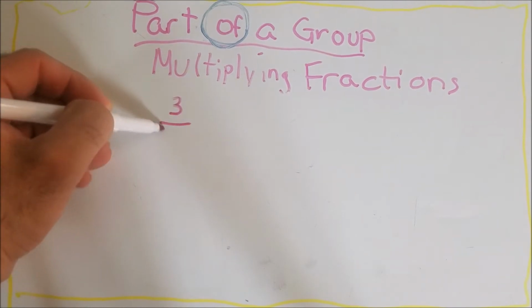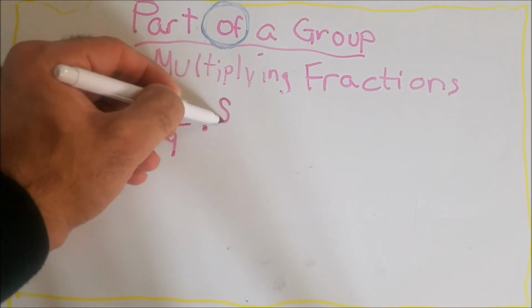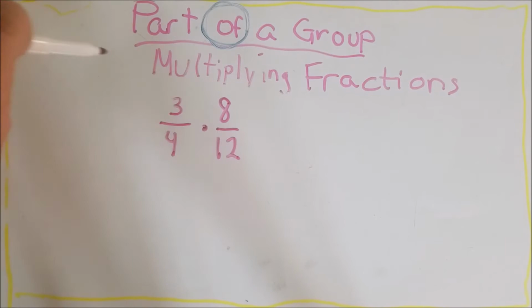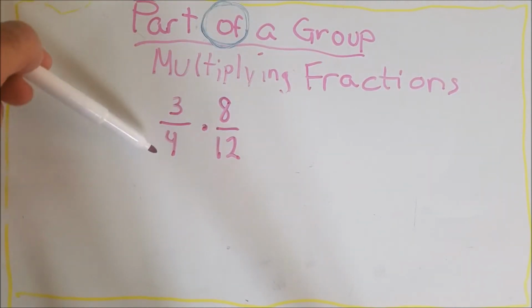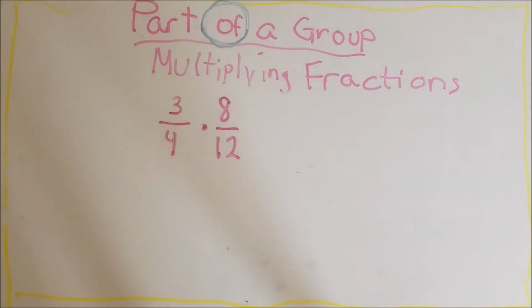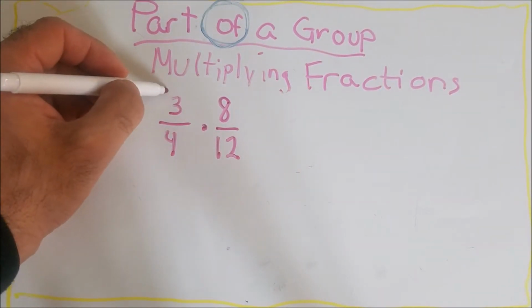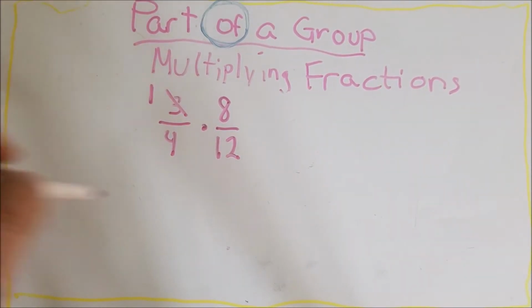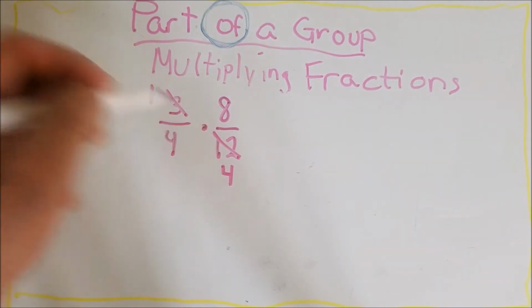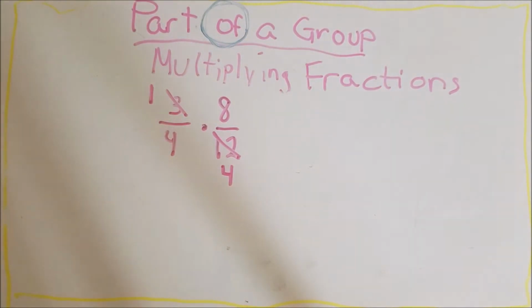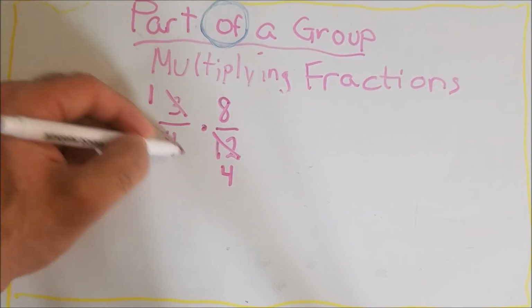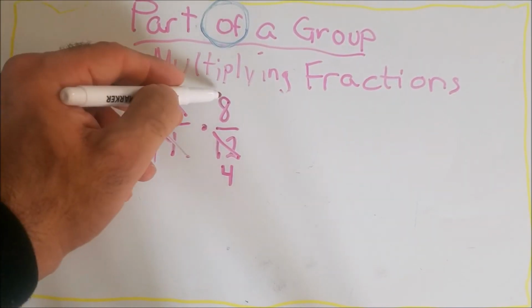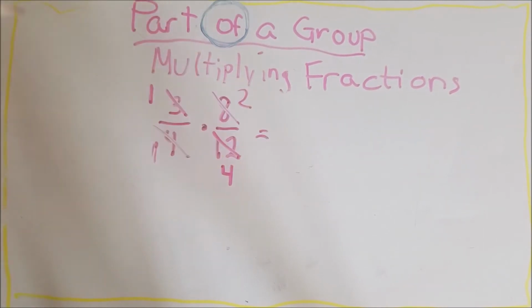So let me do another example of that. Let's say we had 3/4 times 8/12. Now again, we can just multiply the numerators and the denominators, or we could reduce right away. So look, 3 goes into 3 once, and 3 goes into 12 4 times. So I reduced that diagonally. And look, we can do it the same here. 4 goes into 4 once, and 4 goes into 8 twice.